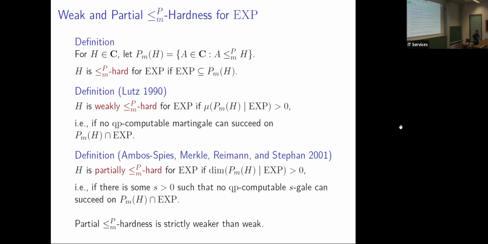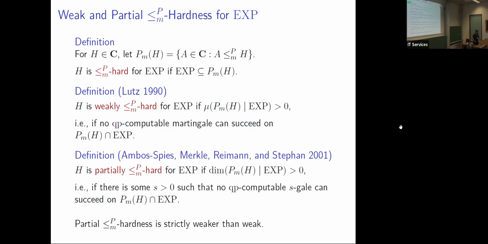So we're going to look at notions of hardness for X. Let's let Pm of H be the set of all A such that A is polynomial time many one reducible to H. And then say that H is Pm hard for X if X is a subset of Pm of H.